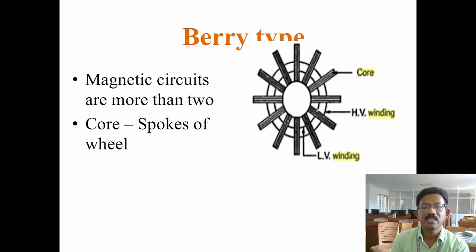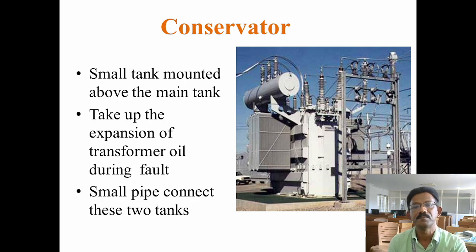Then the berry type transformer. This berry type transformer looks like the spokes of a wheel of a two-wheeler. Here more than two magnetic circuits are possible.